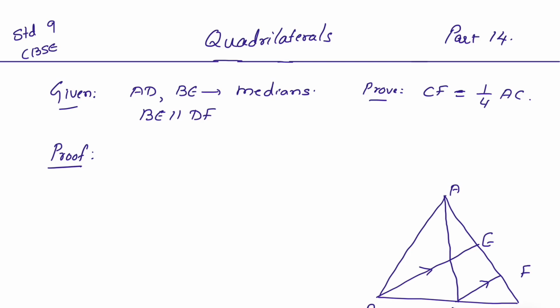What do you mean by median? Suppose ABC, AD is a median means it will bisect the base. So BD equal to DC. Now this is called median. Now here AD and BE both are medians. That means BD equal to CD, and D and E are midpoints. In fact, we will write D and E are midpoints.